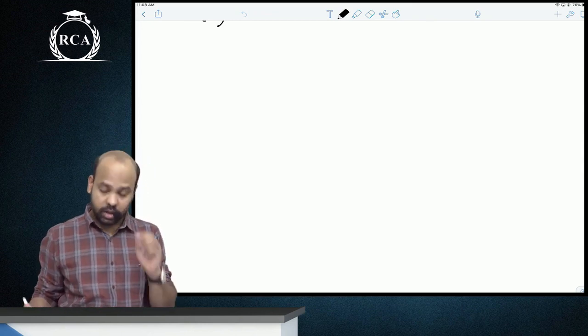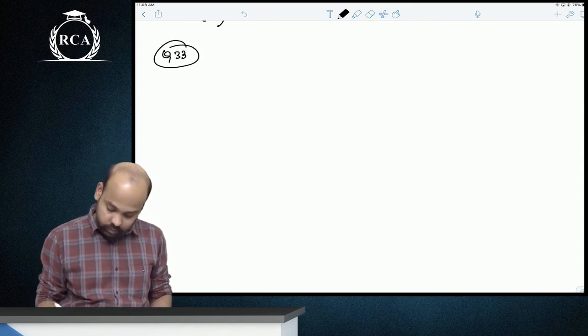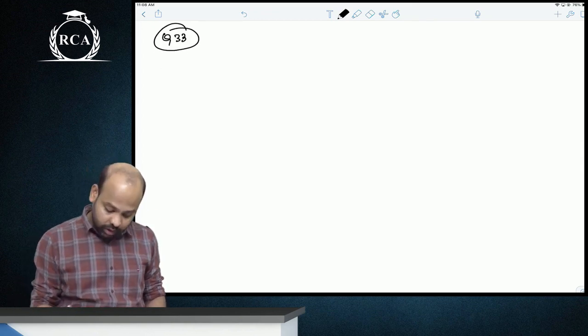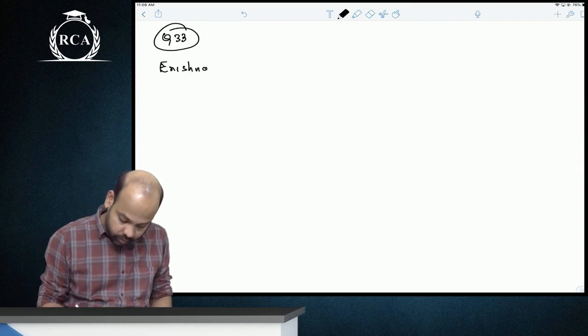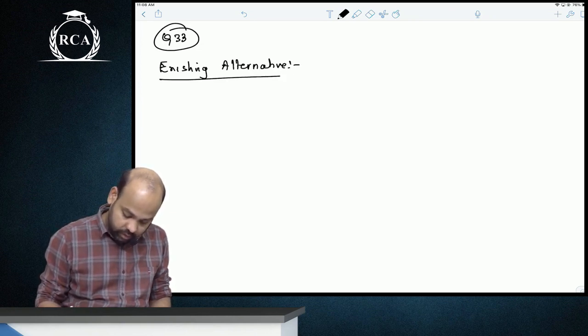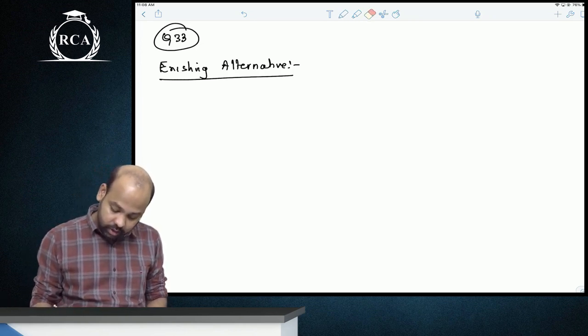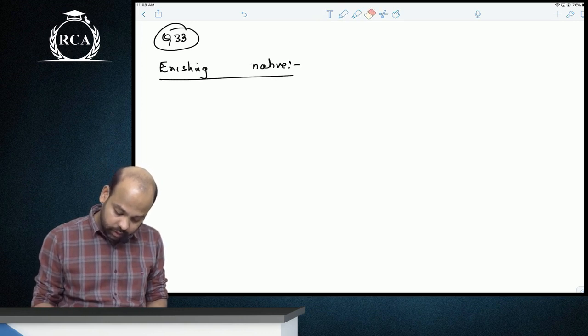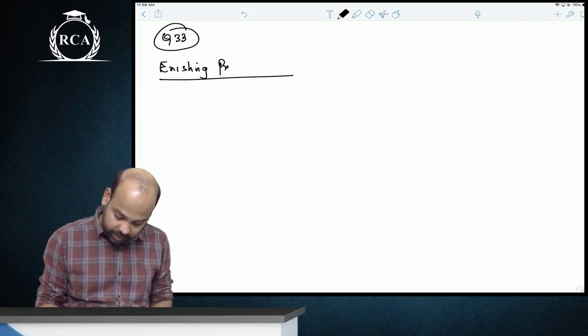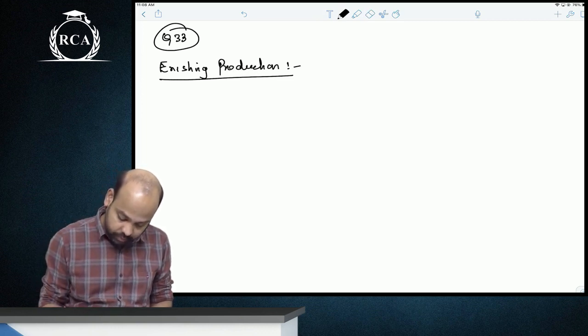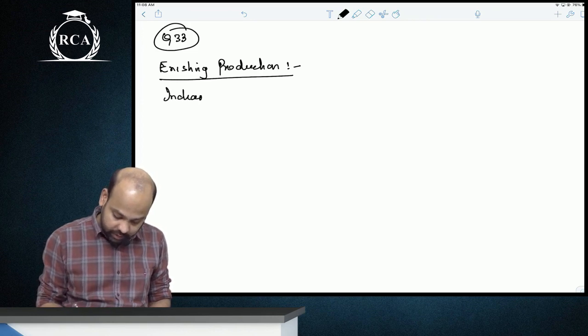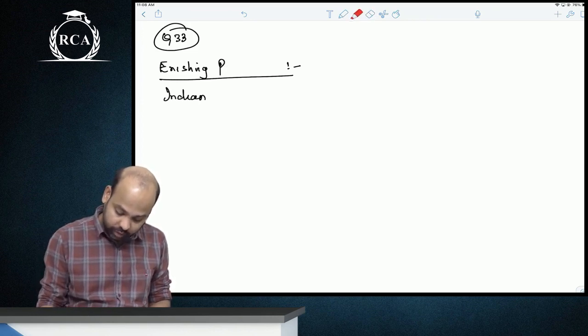Question number 33, guys. Please understand what is the existing alternative. What is the existing alternative, guys? Existing production, or you will say procurement. I'm just using some random word. Existing procurement.